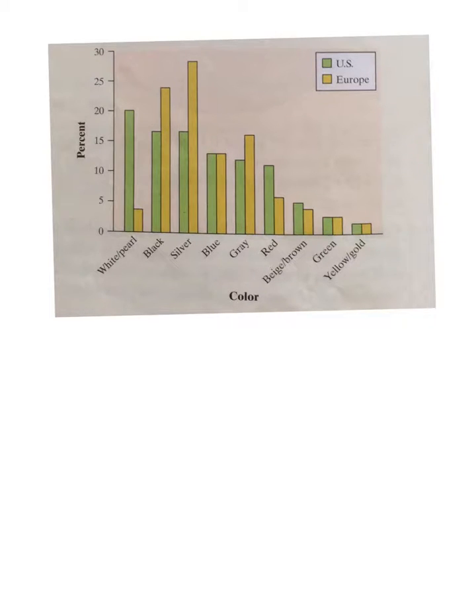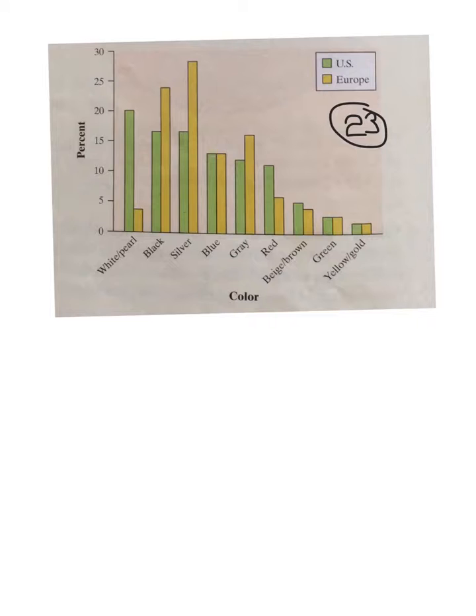Here is number 23. Now, this question is pretty straightforward. They just want you to look at the graph and write a couple of sentences about what is going on here. Well, just by looking at the picture here, there's a big difference in white and pearl, this color for the cars, the percentages. Many more people in the U.S. prefer that color than in Europe.